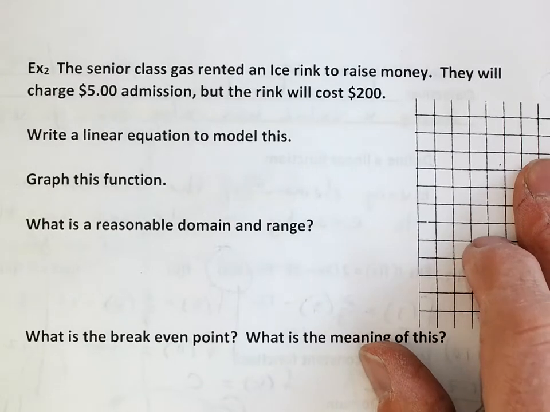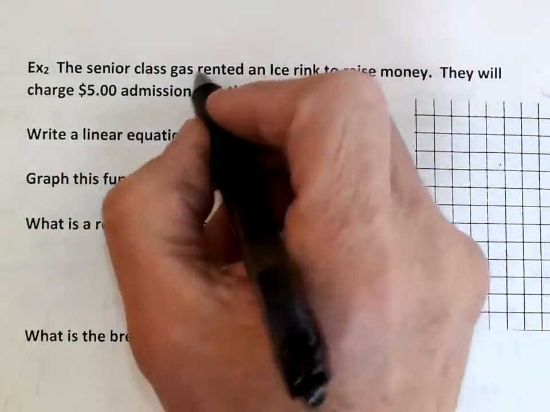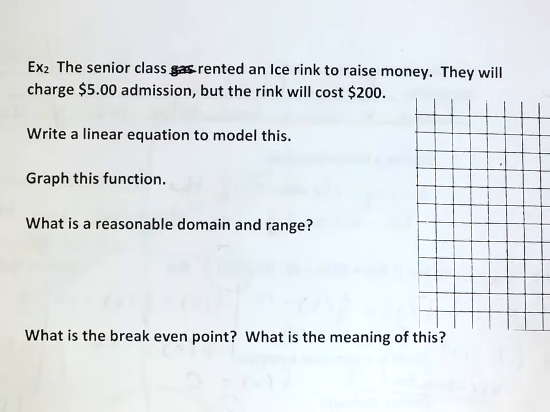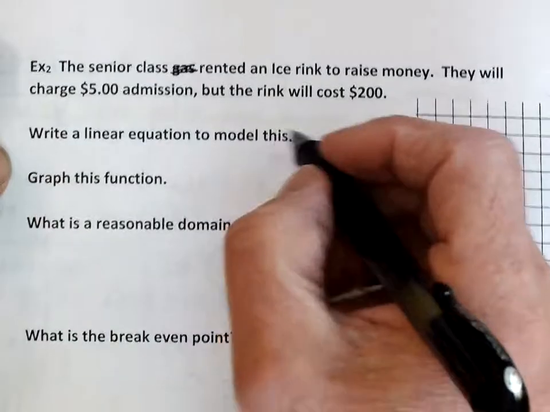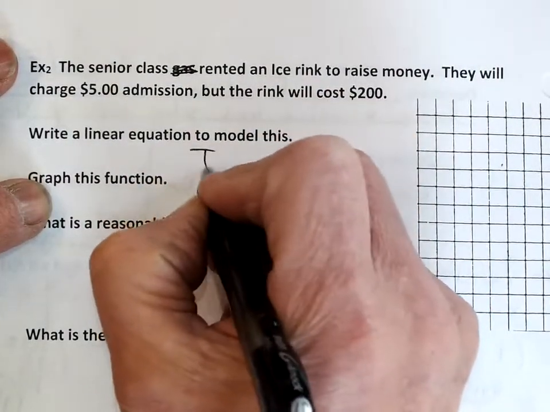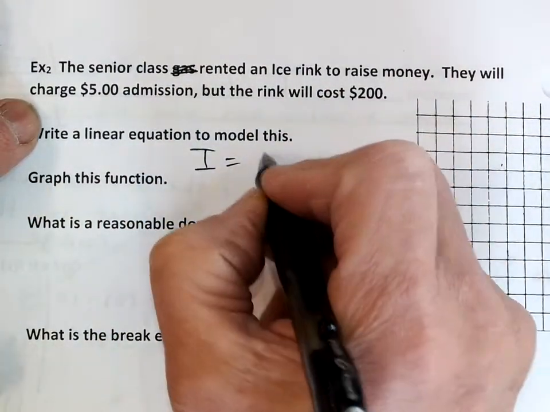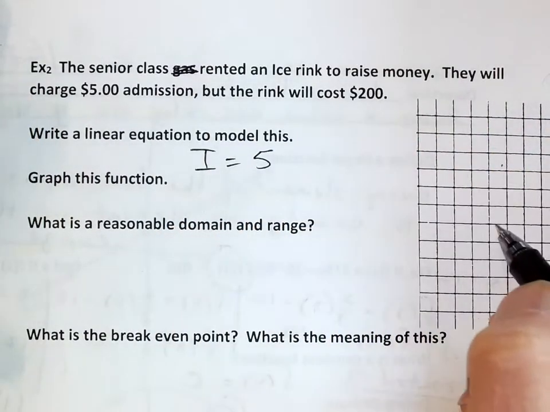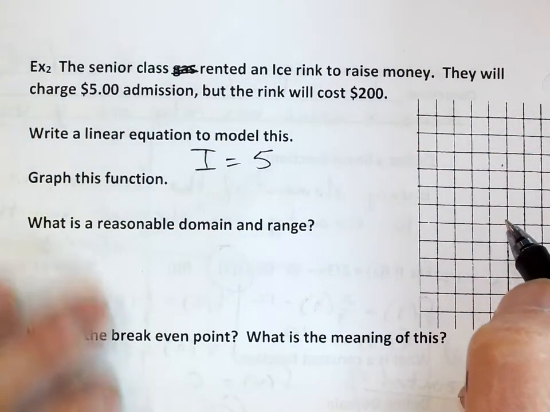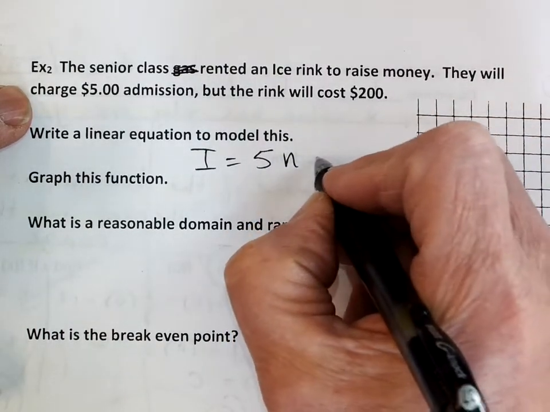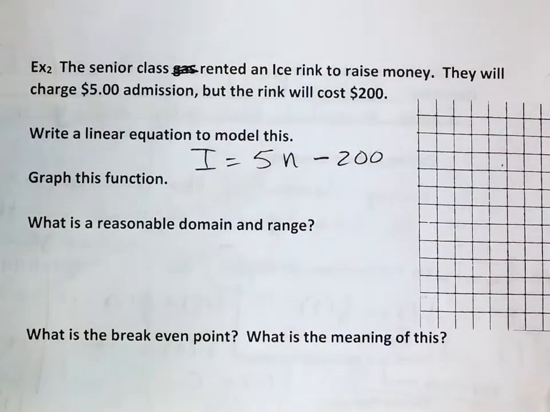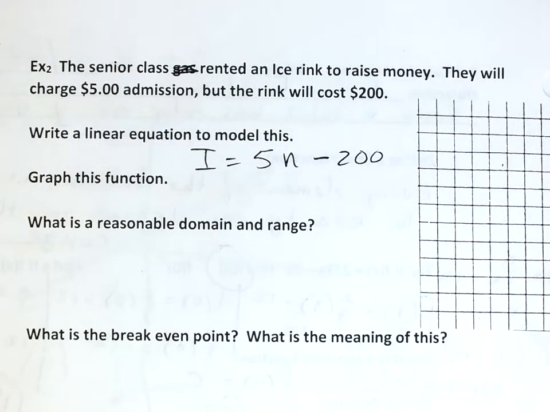Okay, the senior class rented, boy, I've got to learn how to type. The senior class rented an ice rink to raise money. They'll charge $5 admission, but the rink will cost $200, okay? Write a linear equation to model this, okay? So if we want to call it as far as income, I'm going to say income. I'm going to say my $5 per person, go N, and then I'm going to go minus 200, okay? You okay with the minus 200?